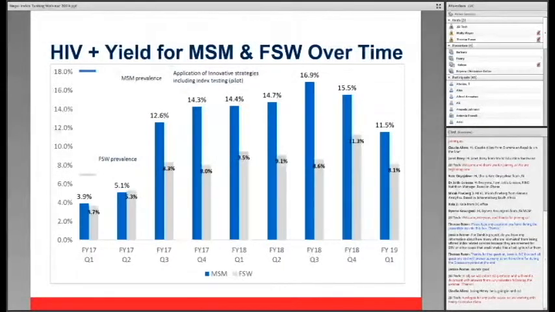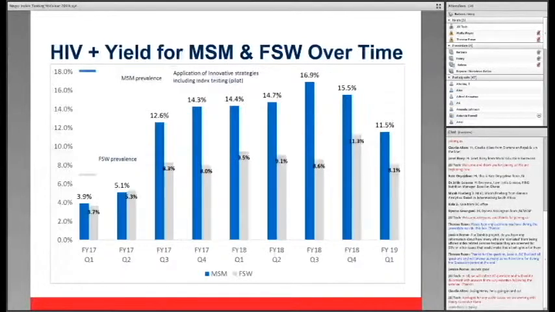Thanks, Barbara. So if you look at financial year 18, quarter 3, there is a reduction in terms of yield of MSM from about 70% to 11 in the first quarter of the 2019 financial year. And this is attributed to a slowdown notification from USAID in terms of funding, and so community actors were not working. We had some case managers and peer educators who had to stop working for a period.